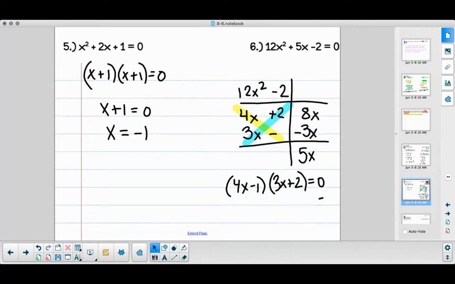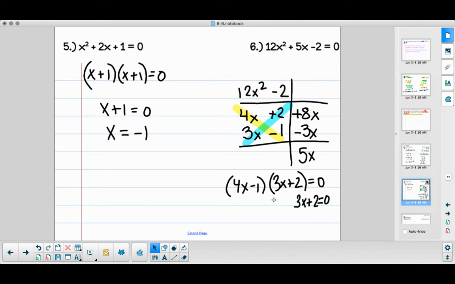Then what we're going to do is go straight across. 4x times 2 is 8x, 3x times 1 is 3x, and then we're trying to figure out if there's any way, using positives and negatives, to get 8x and 3x to turn out to be positive 5x, and there is. The 8 is positive and the 3 is negative. Remember, you just transfer those signs straight over, and then the factors are the diagonals. So the two factors here are 4x minus 1 and 3x plus 2.